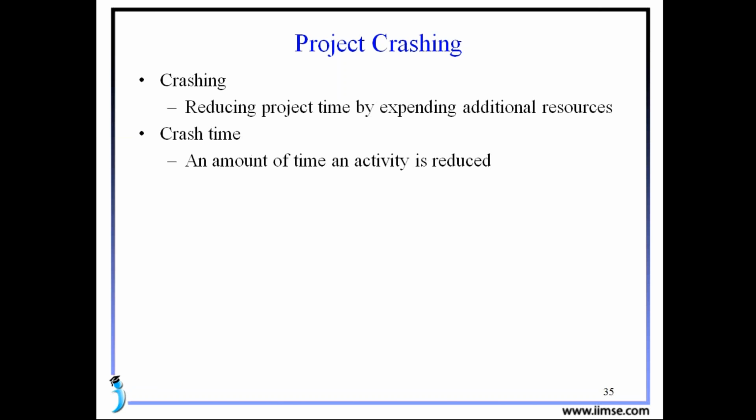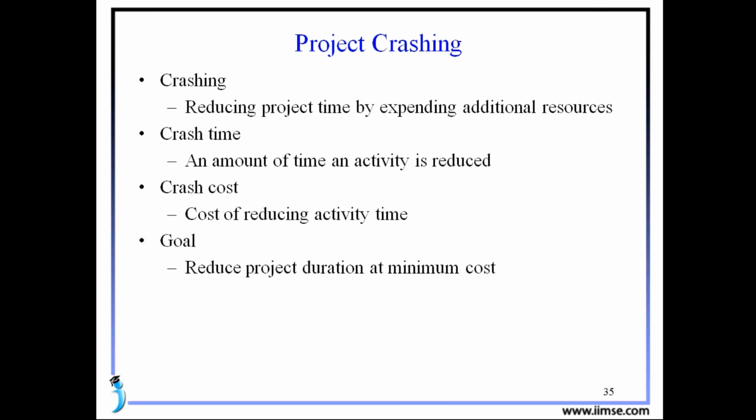Crash time is the amount of time by which an activity is reduced. This must be applied to the critical path only. Crash cost is the cost of reducing activity time. What's our goal? Reduce project duration at a minimum cost. That means these are the possible conditions to be found.